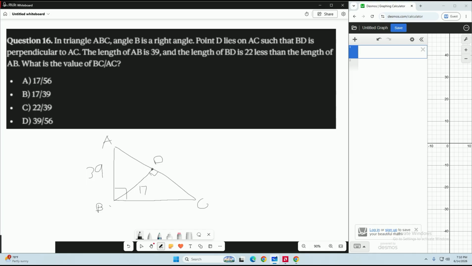So personally, I never enjoy doing similar triangles. For me, it's really hard to keep track of which side matches which side, and which angle matches which angle in all the triangles. So it's really complex for me.